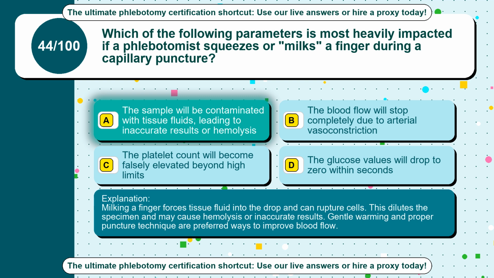Milking a finger forces tissue fluid into the drop and can rupture cells. This dilutes the specimen and may cause hemolysis or inaccurate results. Gentle warming and proper puncture technique are preferred ways to improve blood flow.